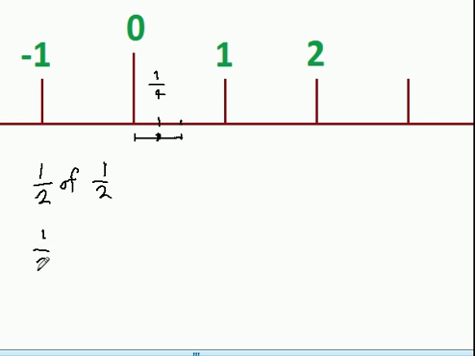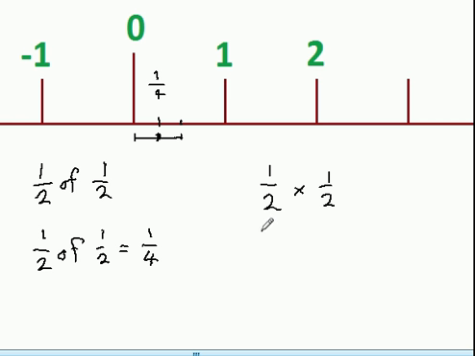So we can see that a half of a half equals 1/4, just in picture form there on the line. Let's have a look at that as a multiplication, where I've replaced the "of" with a multiplication sign.